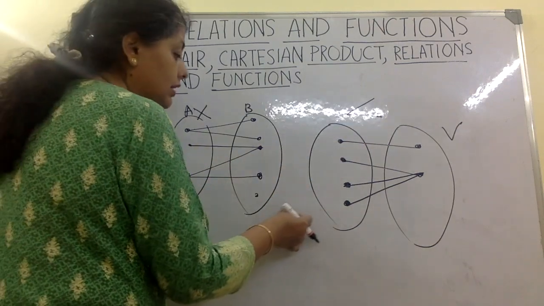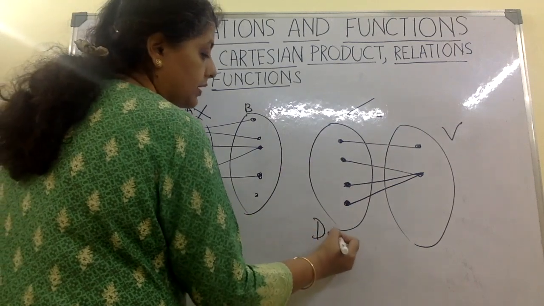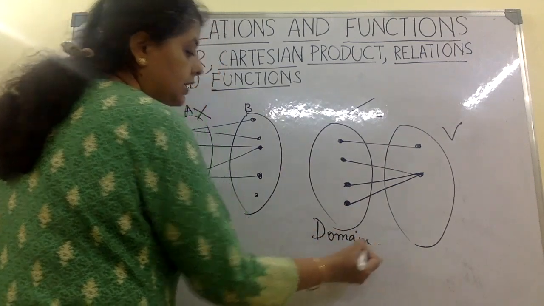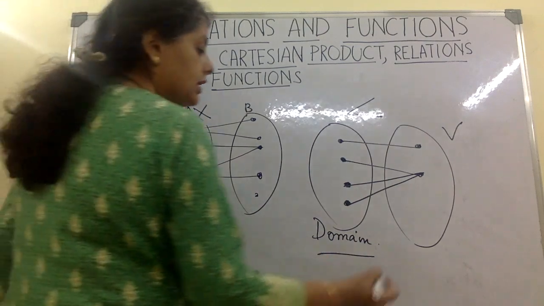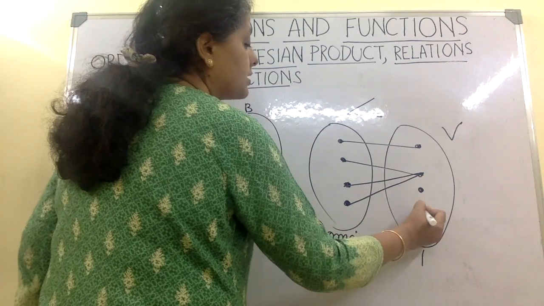Now here I want to tell you, this side is the domain. Even in a relation, this side we call the domain. Now let me put more elements here.